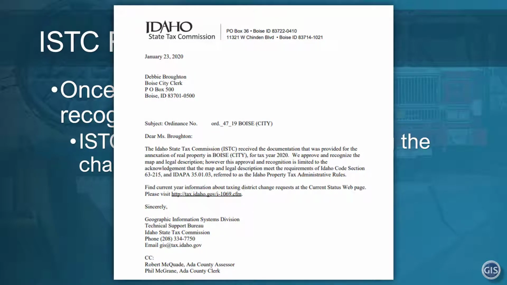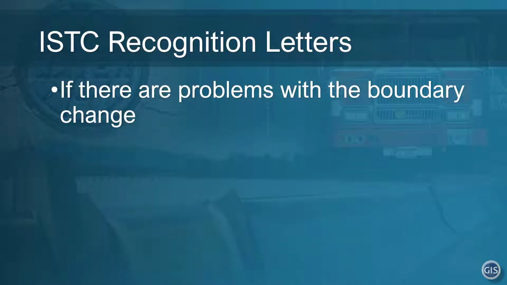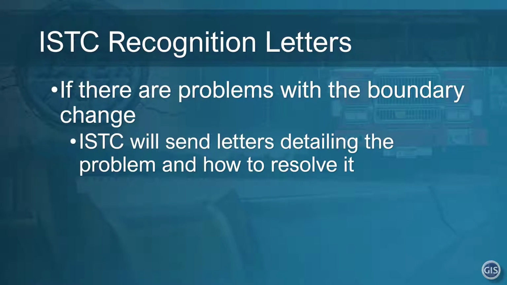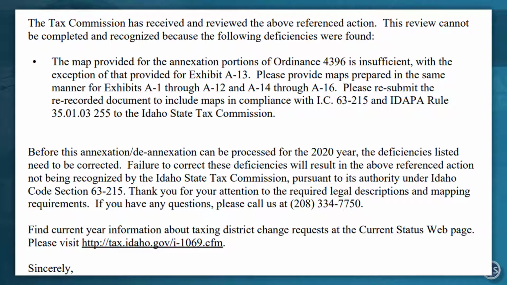Here is an example of a boundary change recognition letter for the City of Boise. If there are problems with your boundary change, the Idaho State Tax Commission will send a letter detailing the problem and how to resolve it. Here is an example of a letter detailing the problem and how to fix it.